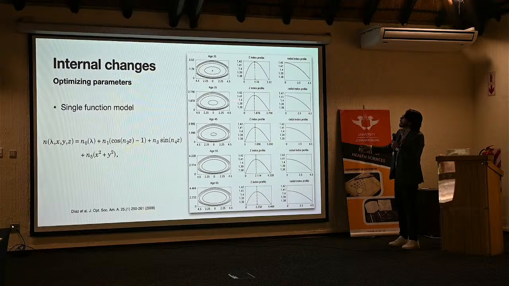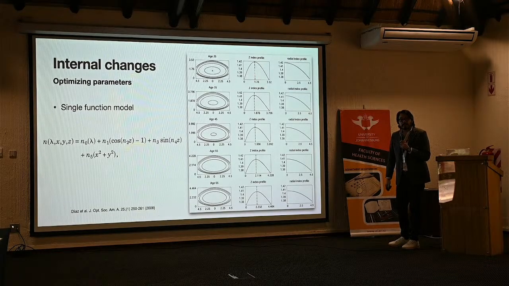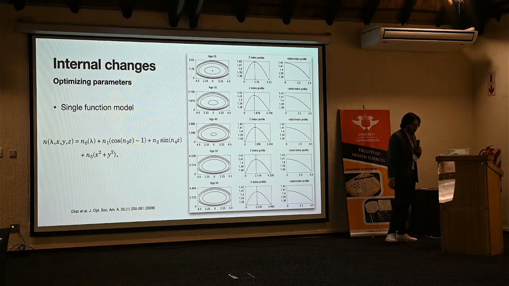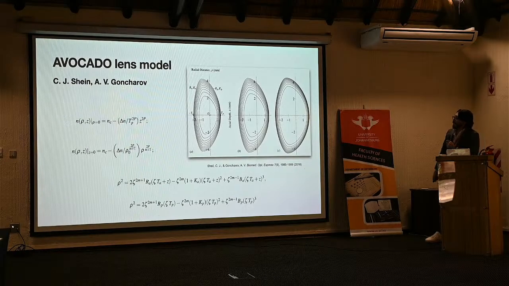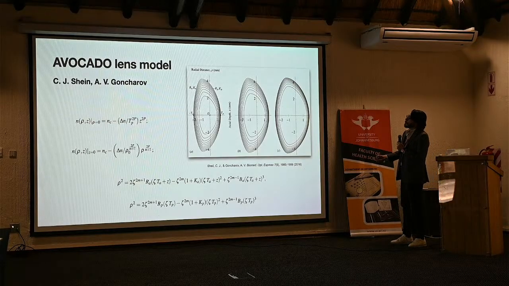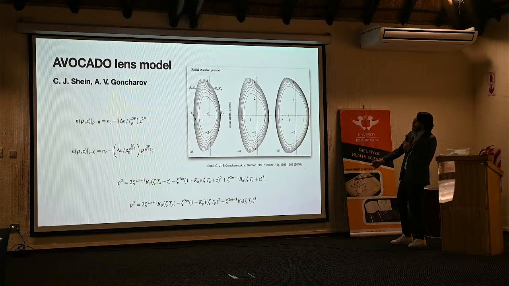In the case of the Diaz model, which is a single function model, aging is addressed by lowering the central refractive index, with very strong changes, and optimizing parameters in order to correctly model the aging process with the biometric data. Another important model is the Bahrami lens model, which not only uses this coefficient P, but also another coefficient M, which is used in three different terms.